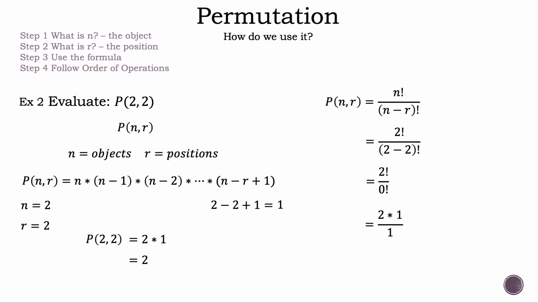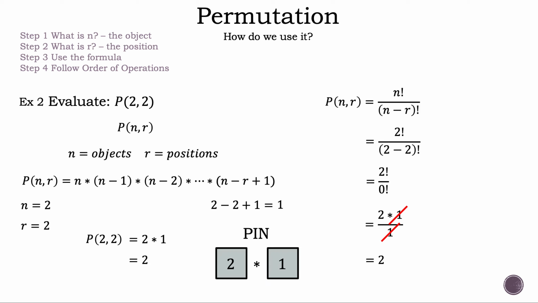Let's get rid of those factorials. So we have 2 times 1 over 1. Remember, 0 factorial is 1. Let's simplify. All the 1's cancel, but that is not really necessary, but we can do it. Why not? So we are left with 2, just like with the first way. So our answer is 2.